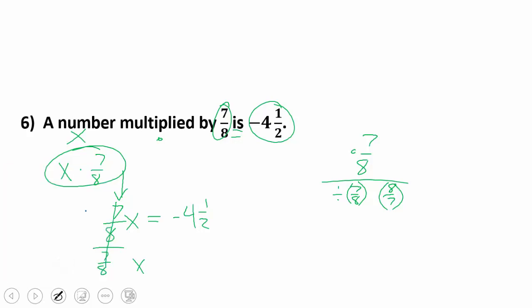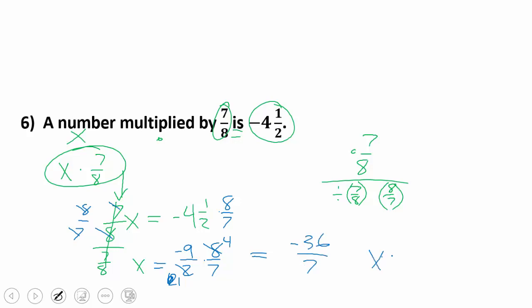You know that if you put 8 7ths here, the 8s would simplify to 1, the 7s would simplify to 1, leaving you with X as well. And then I'm going to come over here, and I'm going to actually change it now to multiplying by 7/8. But I recognize I need to make it improper, so this is going to equal a negative 9/2 times 8/7. And I recognize that I can simplify. Dividing by 2, dividing by 2 gives me 1 there, and 4 here. So my final answer is negative 36 over 7, which does simplify. So X does equal a negative 5 and 1/7. Moving on to example 7.